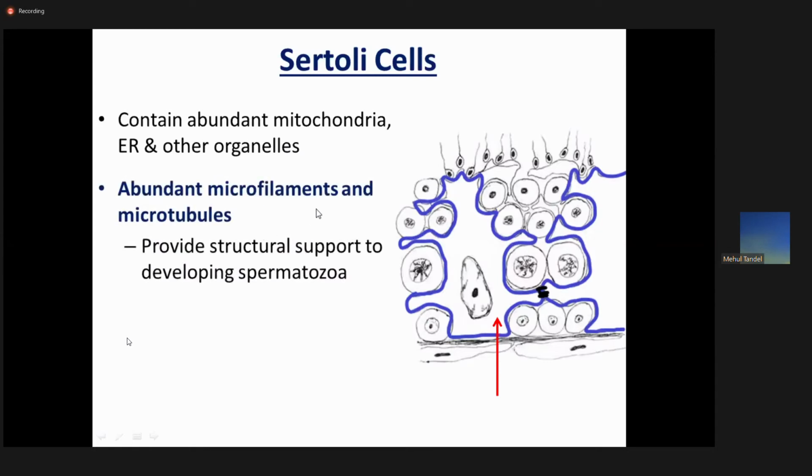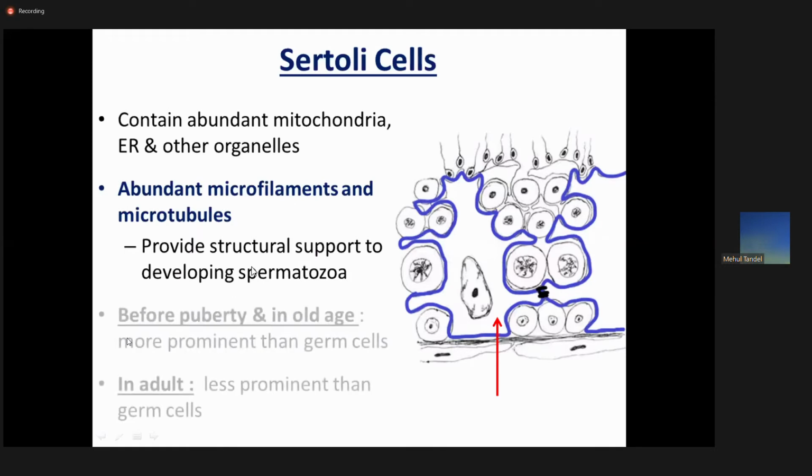It also contains abundant microfilaments and microtubules. You know what a microfilament and microtubule are? These are the cytoskeleton. They are more in number to provide structural support to the developing spermatozoa. Before puberty and in old age, these cells are more prominent than germ cells, but in adults they are less prominent than germ cells.